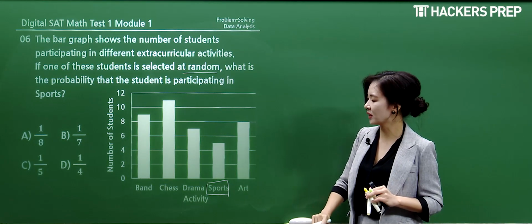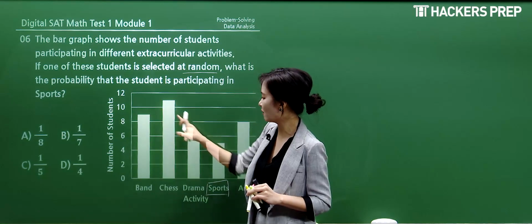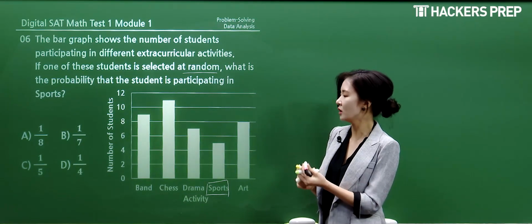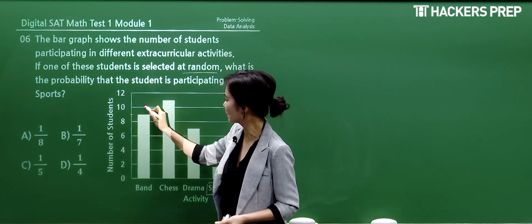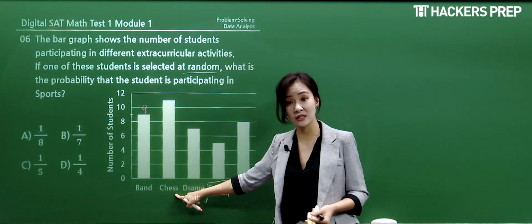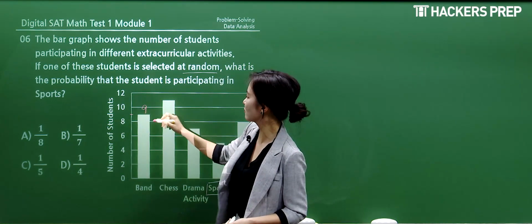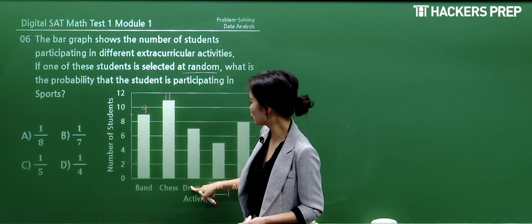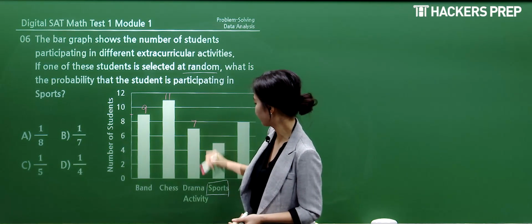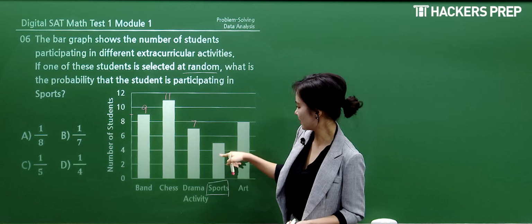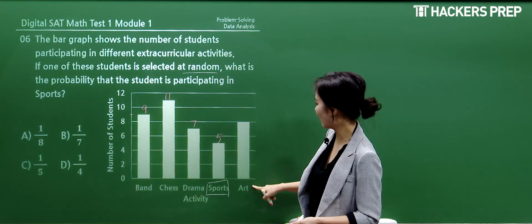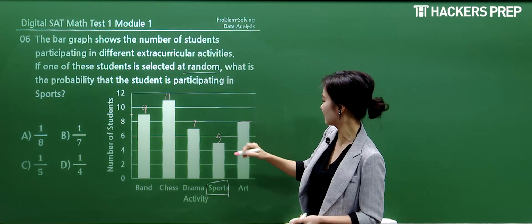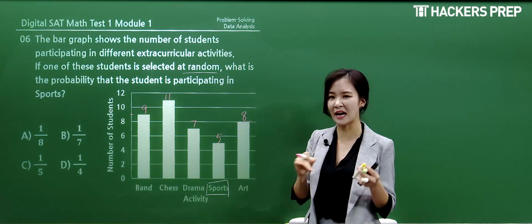Before we do that, let's go ahead and find the value of each of these bars, okay? In the case of band, it seems like it's right in between 8 and 10, which is going to be 9. In the case of chess, in between 10 and 12, so it's going to be about 11. Drama, right around 7. Sports, in between 4 and 6, which is 5. And then art, right at 8. And so these are the exact values.